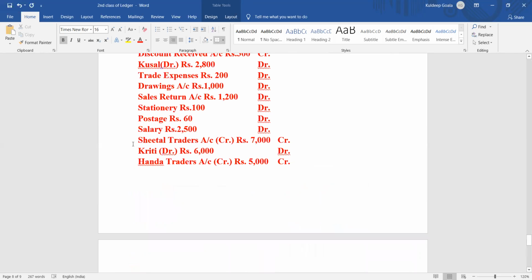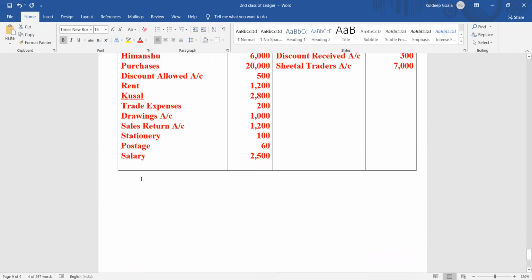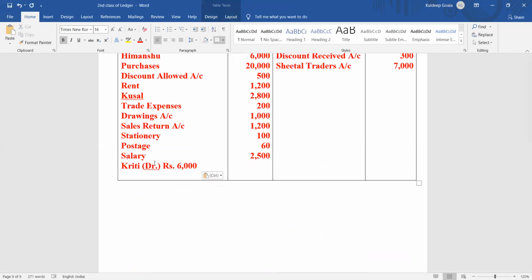It is Kriti. Kriti is going to be in the debit side of 6,000, right? Debit side of how much amount? 6,000. So go in the debit side again, write down Kriti 6,000. Okay, keep it very simple. It is not so difficult. Okay, so keep it very simple.